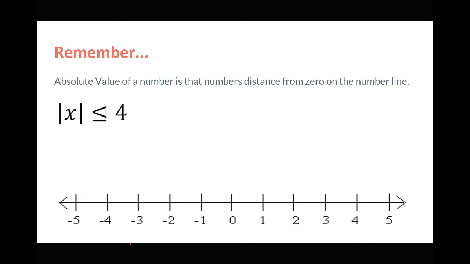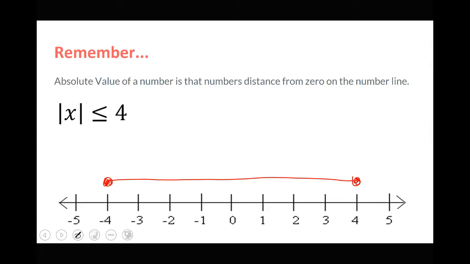So let's talk about equal to 4 for a minute. That would be -4, and +4. Both of those have a distance of 4 from 0. But if I'm talking about all the numbers who have that distance or less, it would be everything in between here. So anything between -4 and 4.